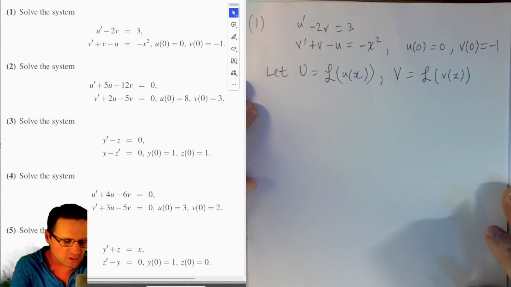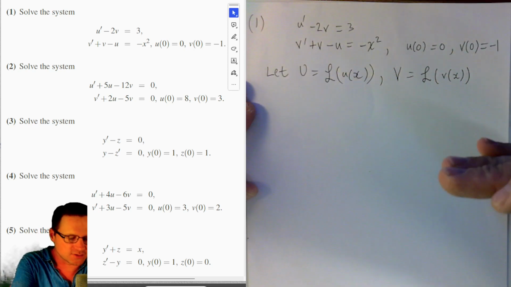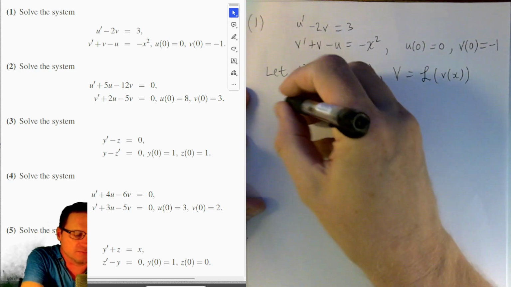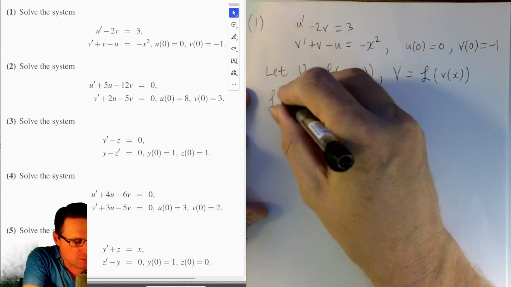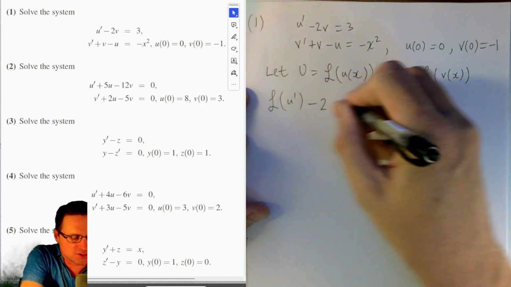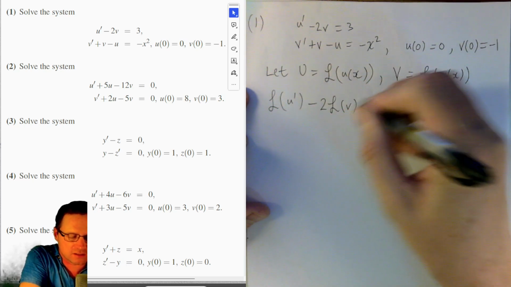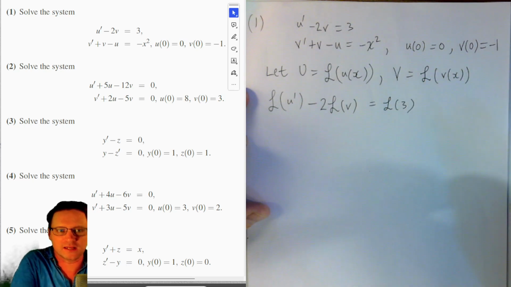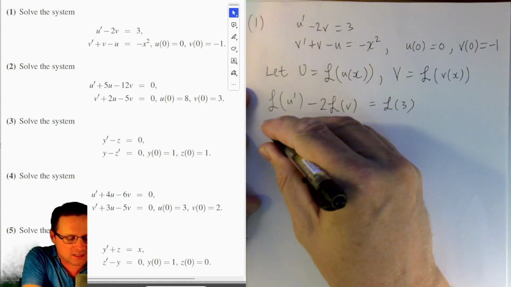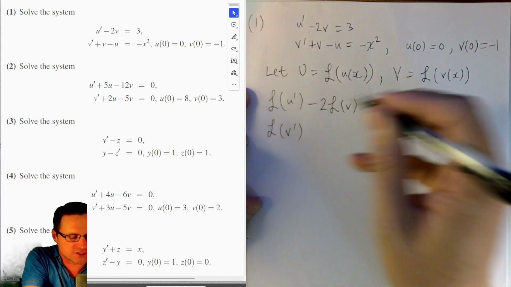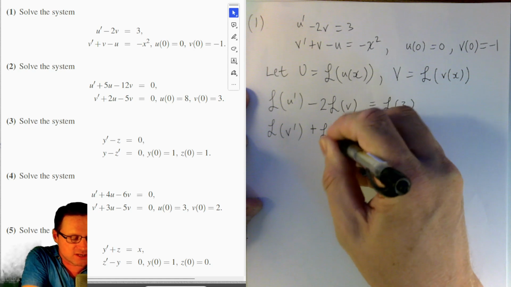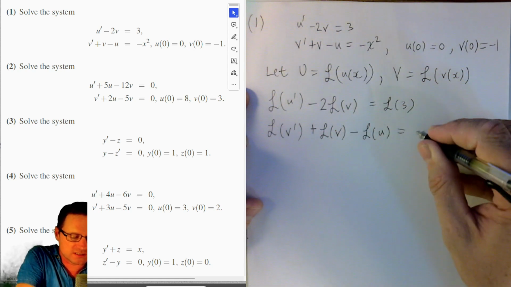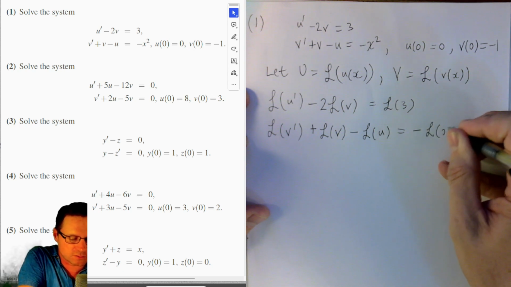Okay, and so what we want to do here is take the Laplace transform of both sides of both equations. So let's begin. Laplace transform of u dash minus 2 times the Laplace transform of v is equal to the Laplace transform of 3. And then in our second equation, Laplace transform of v dash plus the Laplace transform of v minus the Laplace transform of u is equal to minus the Laplace transform of x squared.